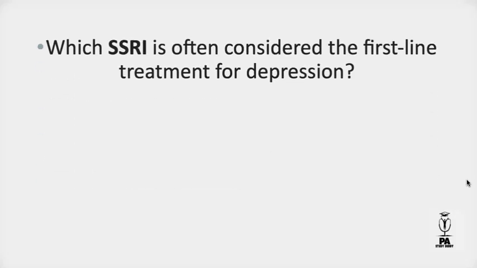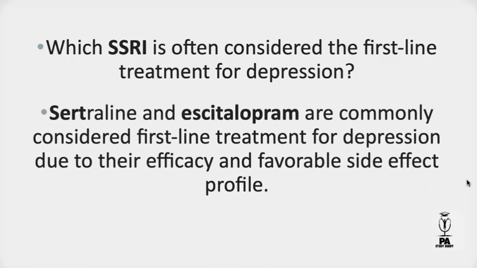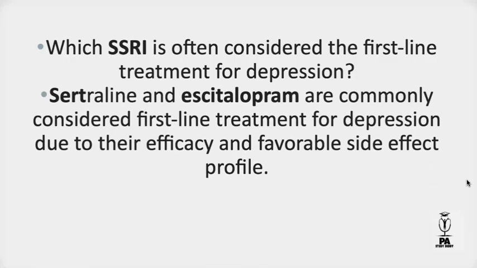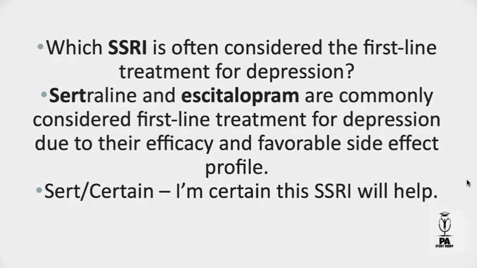Which SSRI is often considered the first-line treatment for depression? That would be sertraline and escitalopram. These are commonly considered the first-line treatment for depression due to the efficacy and the favorable side effects. And sertraline sounds like certain, so I just remember it as I'm certain this SSRI will help. I am certain this medication will help.